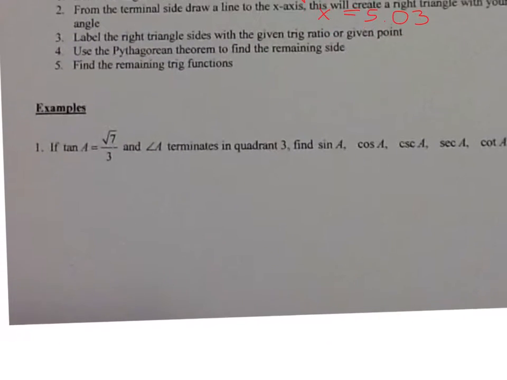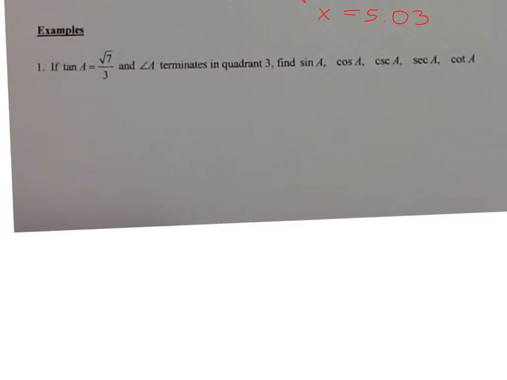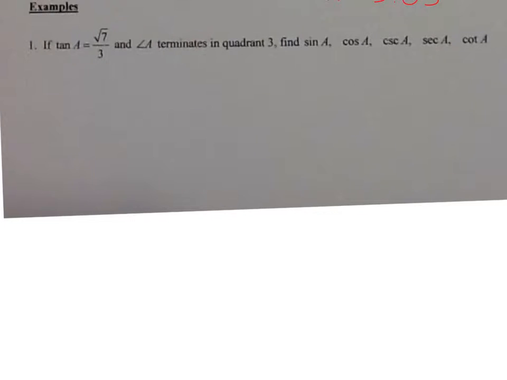All right, so let's take a look at the examples. This is pretty easy, so this won't be a big deal. All right, so I have tan A is equal to the square root of 7 over 3, and angle A terminates in quadrant 3. And I'm looking for all of these trig functions, what they're equal to. So the first thing we're going to do is draw a picture. It says that angle A terminates in quadrant 3. So here's my angle A.